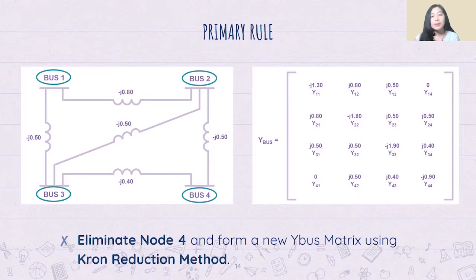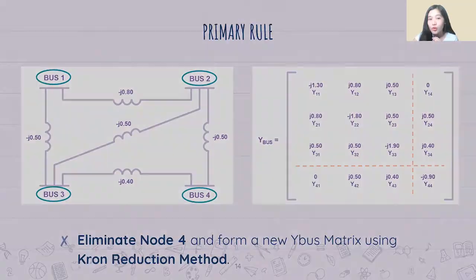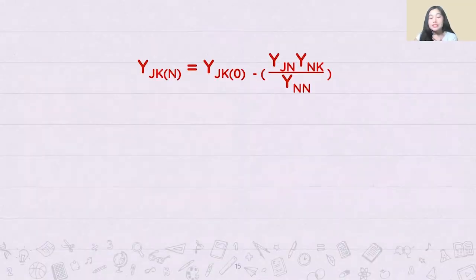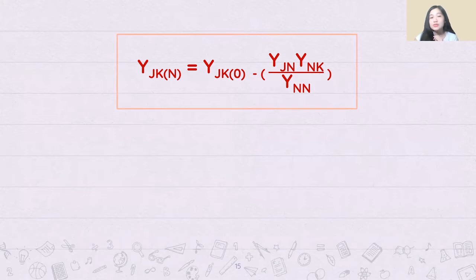Step by step, the first thing is that we have to eliminate node 4. As you can see, all the values that we have to eliminate are all of the values from column and row 4. Now, this is the formula that we have to use. From our old Y-bus, we will create another new Y-bus, wherein our old one is 4x4 and our new one is our 3x3.